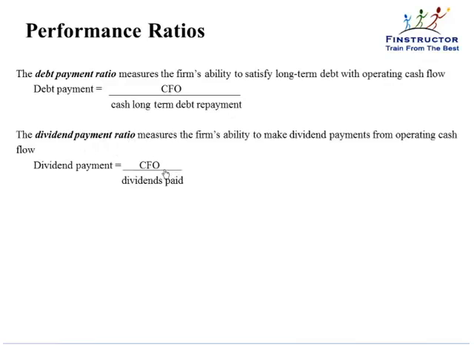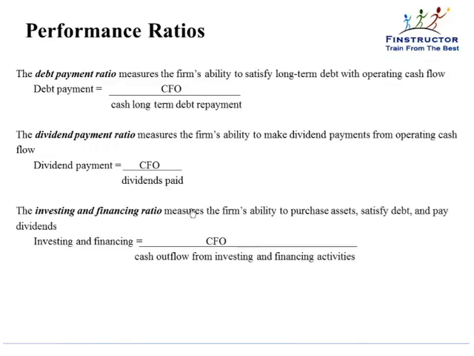Dividend payment ratio is the cash flow from operations upon the dividends paid. Investing and financing ratio tells me the cash flow from operations as against the cash outflow from investing and financing activities. So again, you don't have to remember these ratios, but just be aware that cash flows need to be analyzed as extensively as the income statement and balance sheet items.